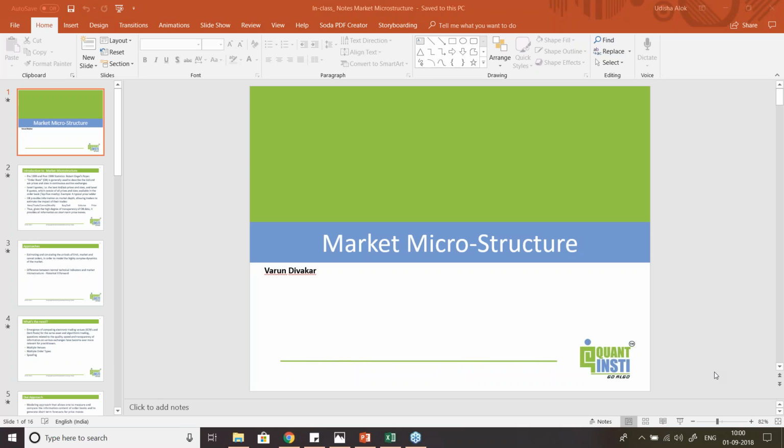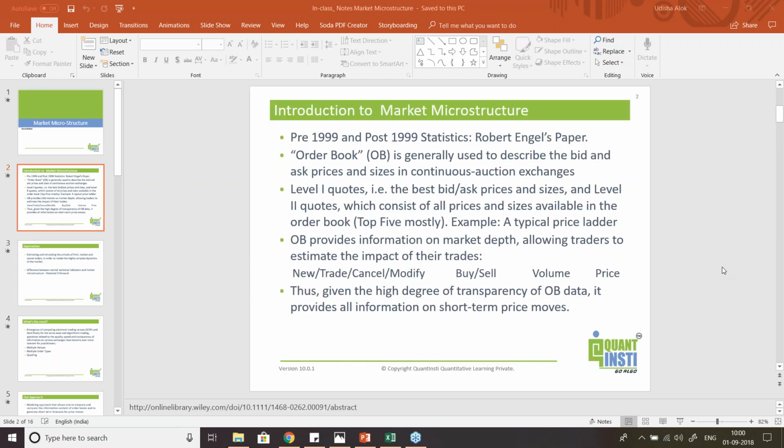So today's lecture is about market microstructure, and we'll be discussing the basics of market microstructure in this lecture, and also we'll look at some statistical concepts or techniques involved in how high frequency trading is done, and then we'll look at one strategy on high frequency trading. Okay, so let us start this lecture.